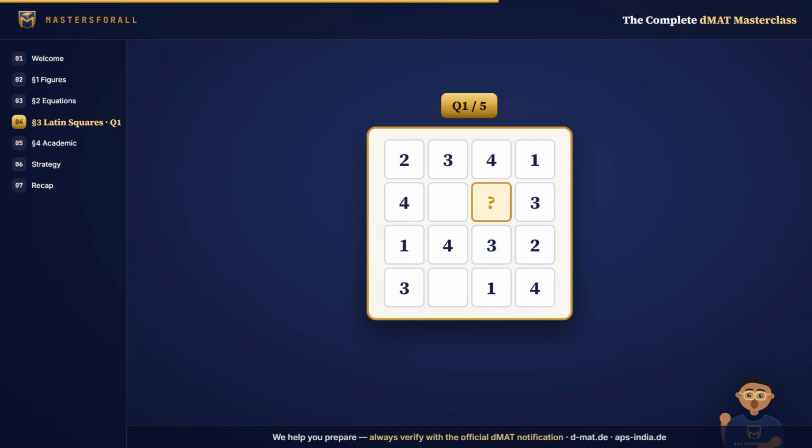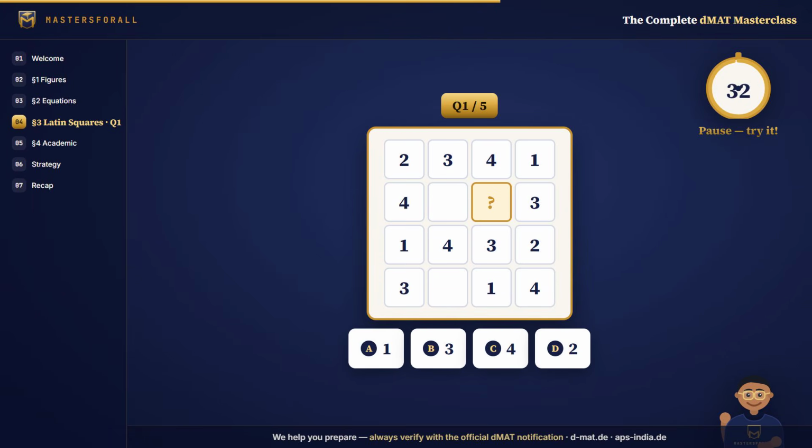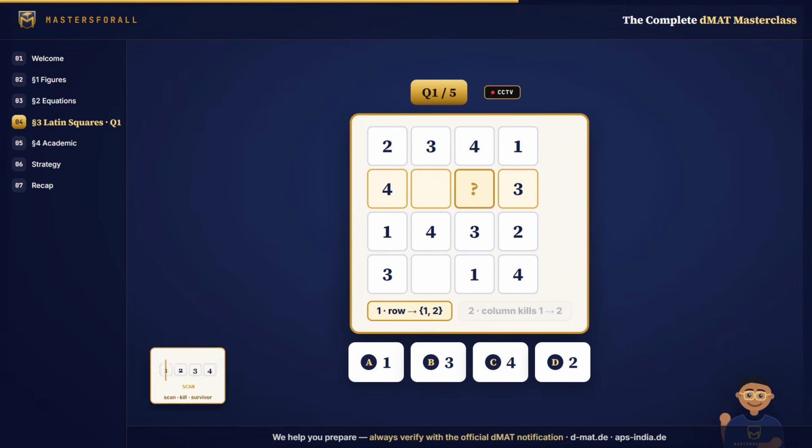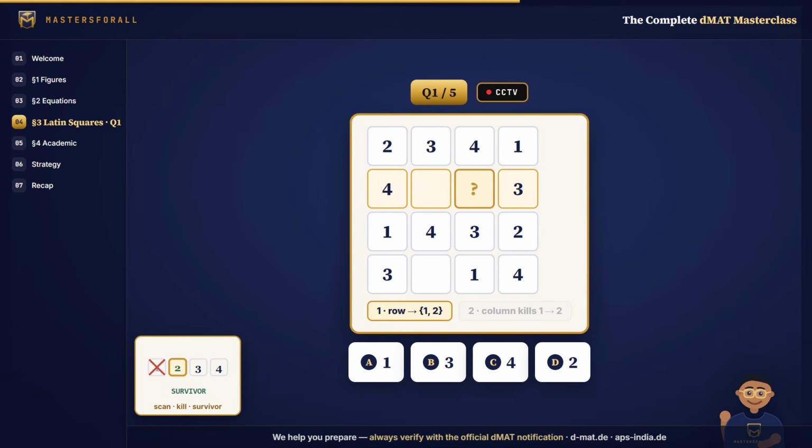First grid, find the gold cell. Scan, kill, survivor. The row has 4 and 3, missing 1 and 2, two suspects. The column already has a 1, killed. 2 survives. The answer is D.